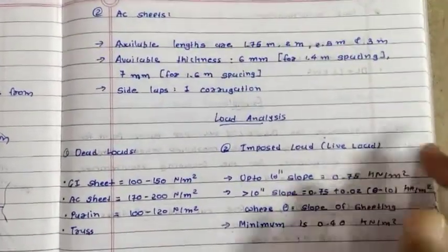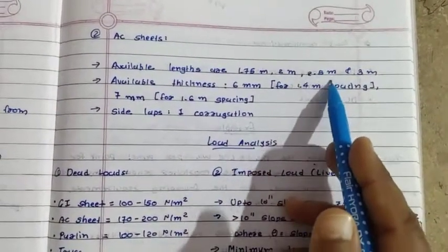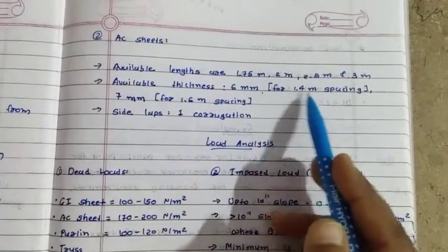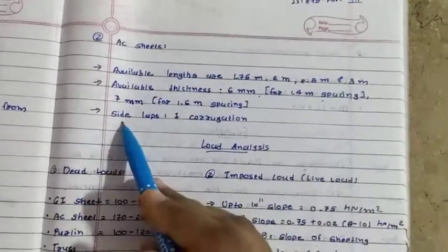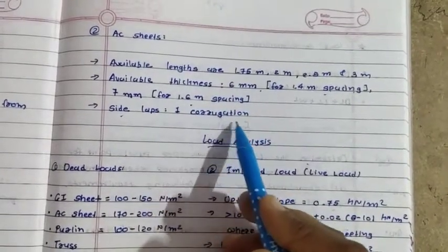Next is AC sheets, whose available lengths are 1.75 meter, 2 meter, 2.5 meter and 3 meter, and the available thickness is 6 mm for 1.4 meter spacing and 7 mm for 1.6 meter spacing. The side lap is 1 corrugation.